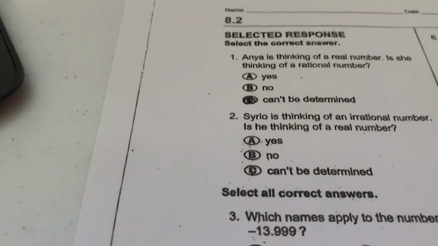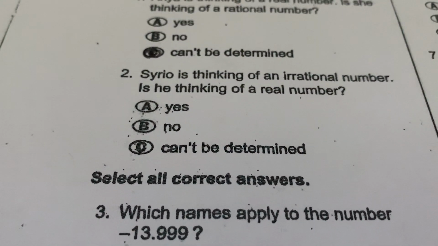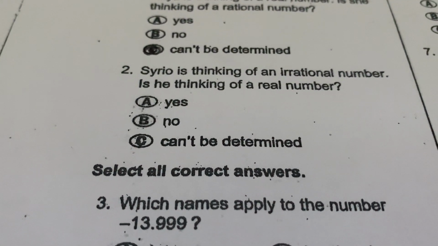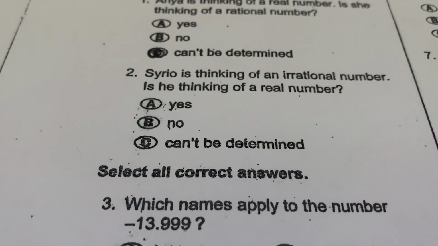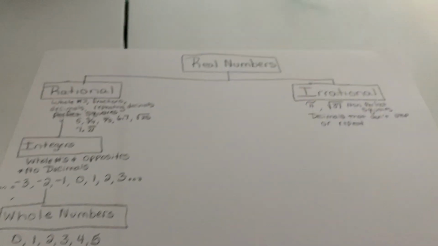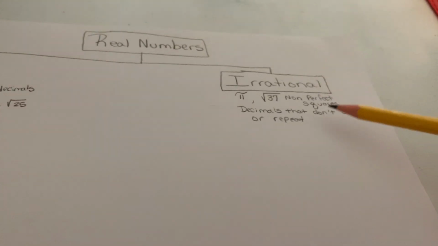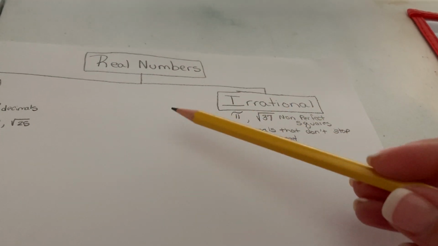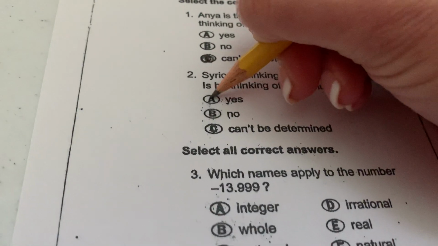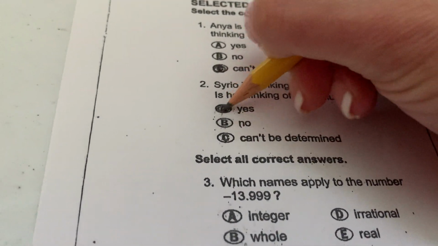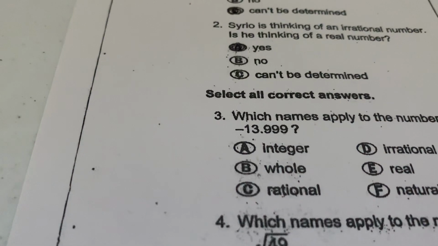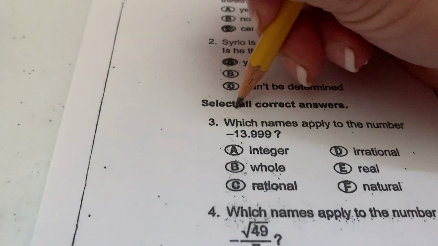Okay, number 2. Sirio is thinking of an irrational number. Is he thinking of a real number? Well, let's look at our chart. If it's irrational, we know it also has to be real. So the answer for number 2 would be yes. If it's irrational, it has to be real. All right, in the next section, we have to select all the correct answers. So there could be more than one answer.